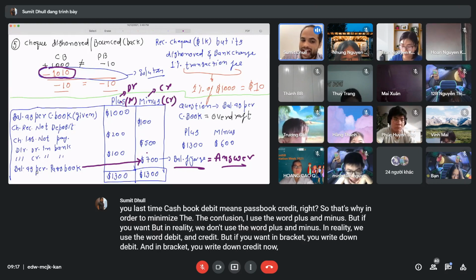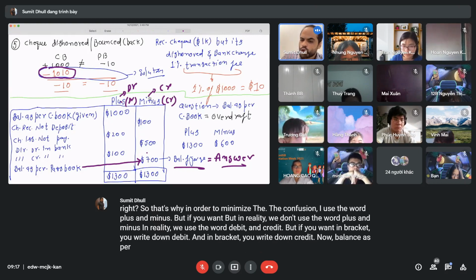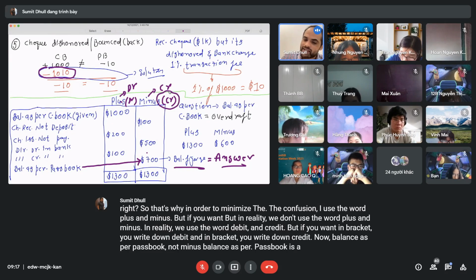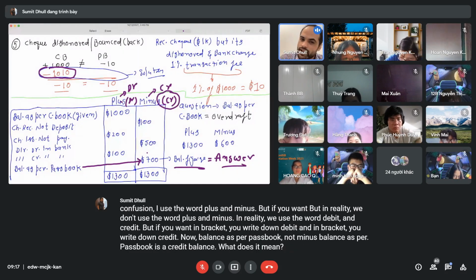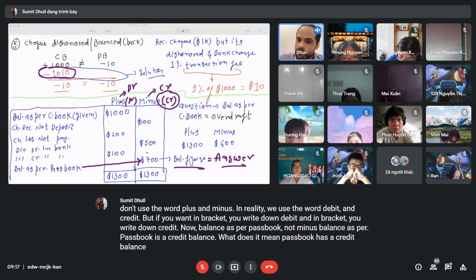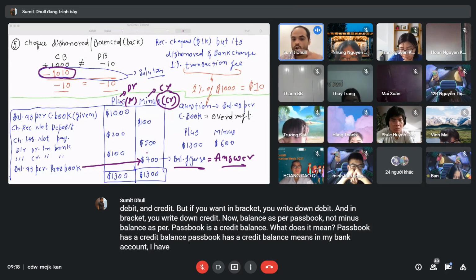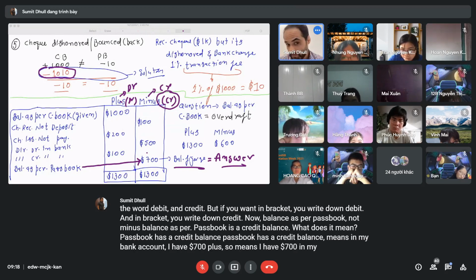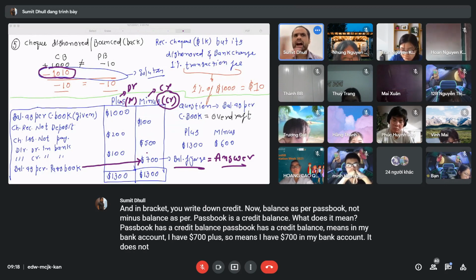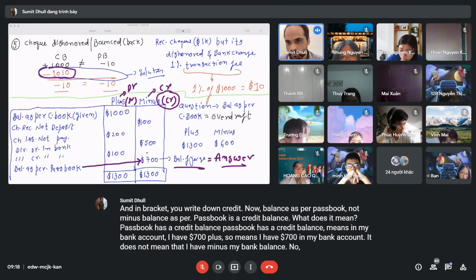Now, balance as per passbook is not minus. Balance as per passbook is a credit balance. What does it mean that the passbook has a credit balance? It means in my bank account, I have $700 plus. So it means I have $700 in my bank account. It does not mean that I have a minus bank balance. No, it does not mean that.